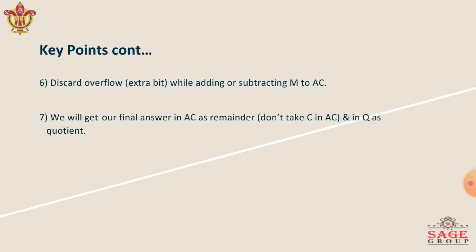Key point number 6, discard overflow or extra bit while addition or subtraction operation is performed on AC. And the last key point is we will get our final answer in AC as remainder. And always remember, don't take C in AC, and Q is the quotient.